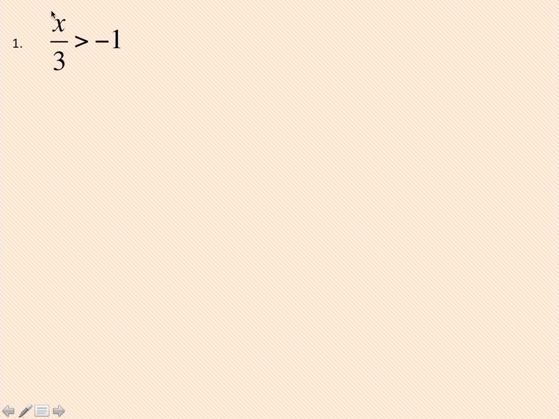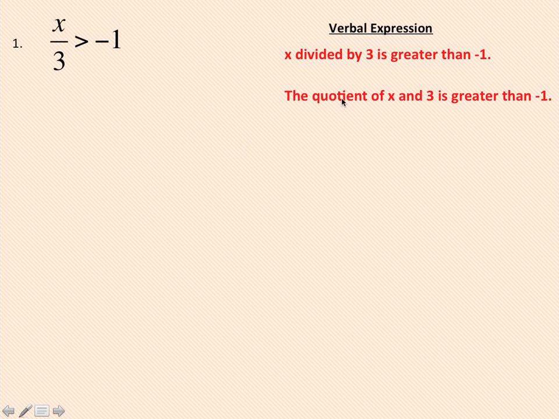Okay, what does this mean? x over 3 is greater than negative 1. So x divided by 3, that's what that line means. x divided by 3 is greater than negative 1. Or, fancier, they could write the quotient. Quotient is a division problem. The quotient of x and 3 is greater than negative 1. So this is a division right here, divided by 3.